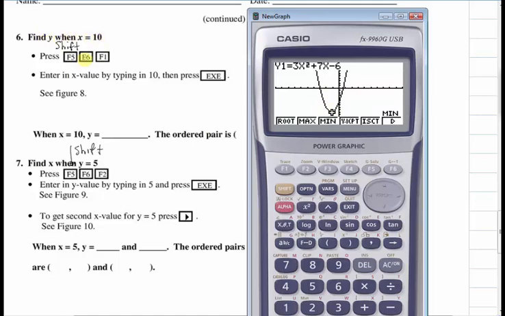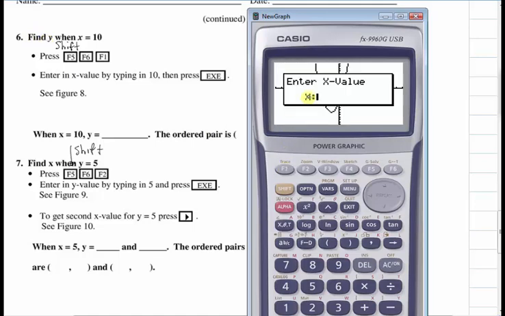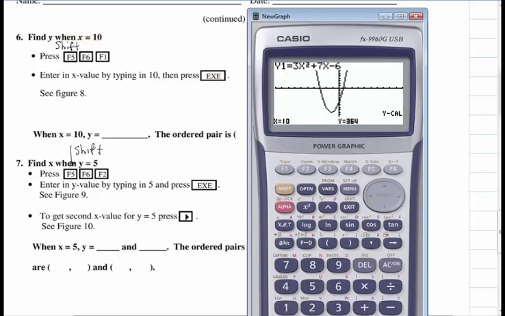Okay? So press F6 because we want more items on our list. And you can see that we have a y calc and an x calc. Now, we want to find y, so we want the y calc. So press F1. So what x value do we want to type in? We want to type in 10. And then you want to execute.